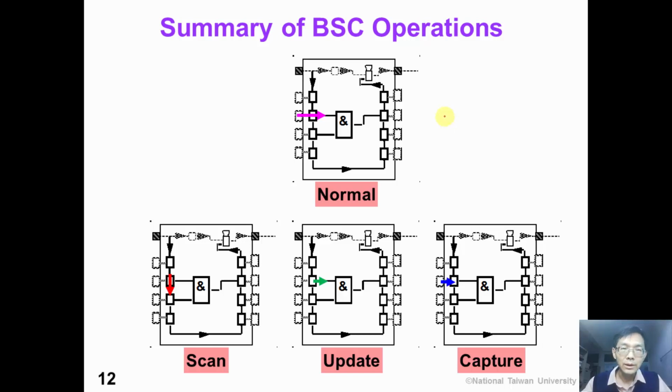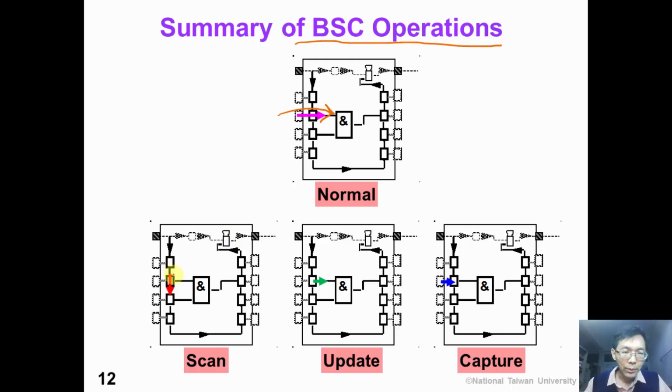Now, this is the summary of the 4 boundary scan cell operations. In normal operation, the system pin is connected directly to the system logic, and the boundary scan cell is transparent.